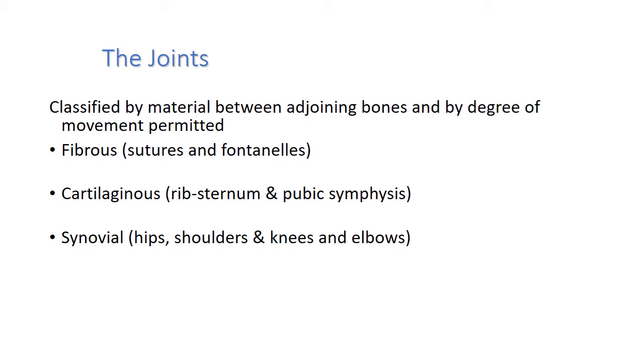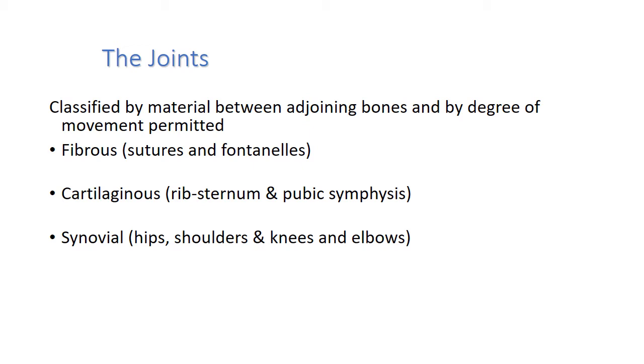Cartilaginous joints are made of cartilage, for example, where the ribs connect to the sternum, and the pubic symphysis. When we study the pelvis, you'll see the pubic symphysis actually allows a little bit of movement to facilitate childbirth in the female.